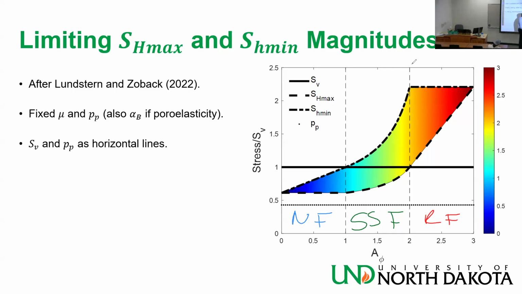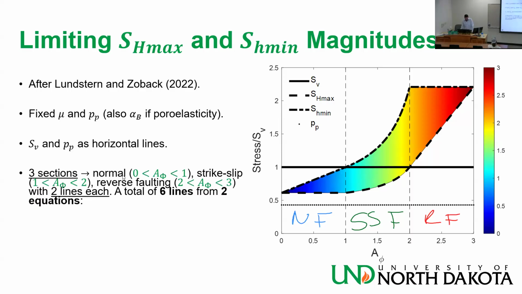So now we want to draw two lines on each region, right? So I want to draw the limiting magnitude of SH min with a dotted thick black line, and the limiting magnitude of SH max with the dashed dotted thick black line. Okay, so I have to draw 6 lines, and they are indicating the limits to shear failure.